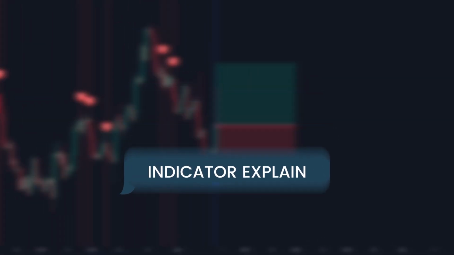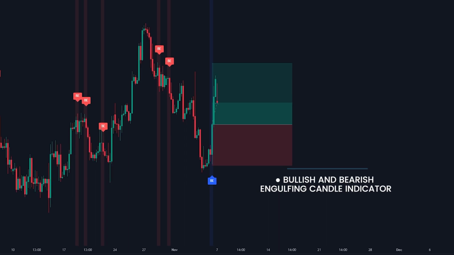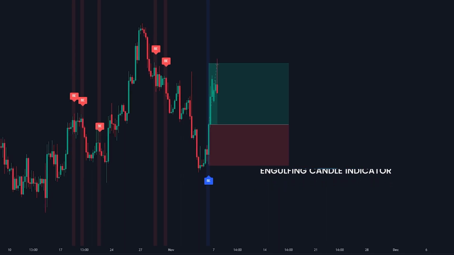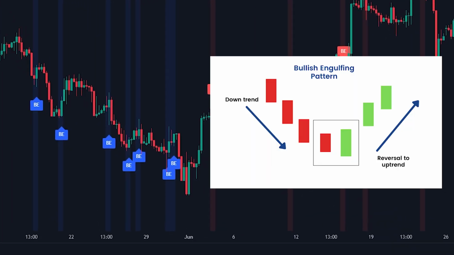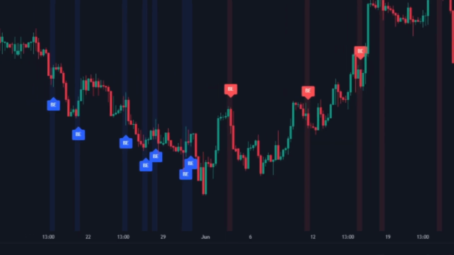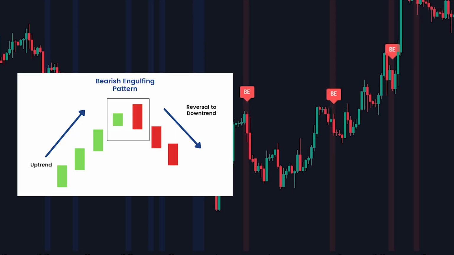Indicator explained. Now I will share with you the bullish and bearish engulfing candle indicator. The bullish engulfing candle is a two-bar reversal pattern where the first bar is a down close or a doji bar. The second bar is a large body up close, closing above the body high of the prior candle. The bearish engulfing candle is a two-bar reversal pattern where the first bar is an up close or a doji bar. The second bar is a large body down close, closing below the body low of the prior candle.